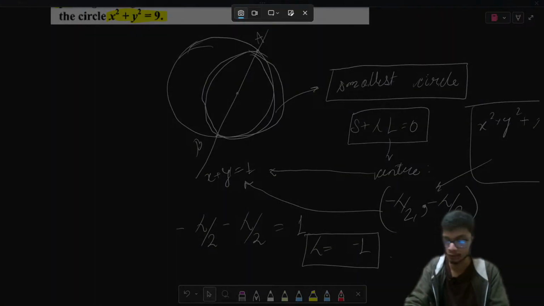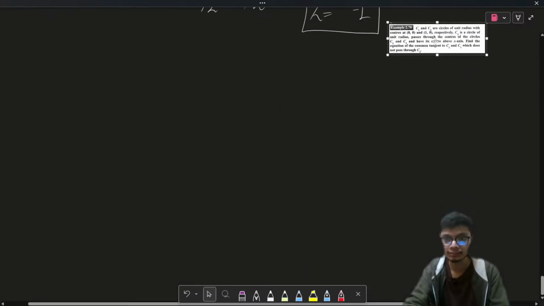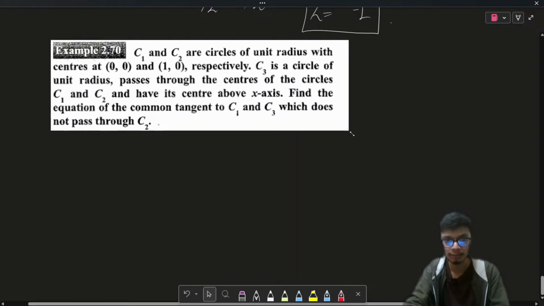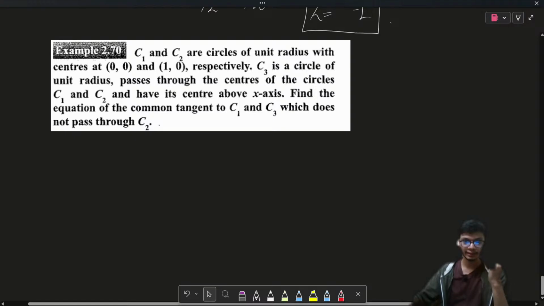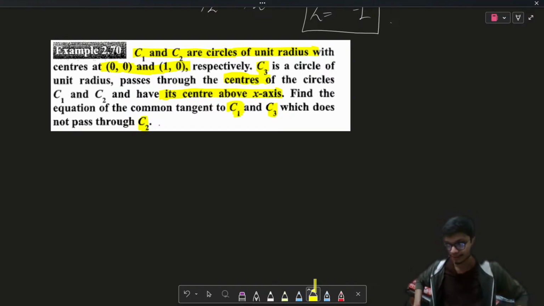So the next problem that I'm trying to give you is this one. All right. So now this problem is going to be a good problem, right? Here it is mentioned that you have been given three circles, C1, C2 and C3. C1 and C2 are circles of unit radius whose centers are given as (0, 0) and (1, 1), and C3 is a circle of unit radius passing through the centers of these two circles, C1 and C2, and having its center above the x-axis. Find the equation of the common tangent to C1 and C2 which does not pass through C3. Right. So it's a wonderful question.